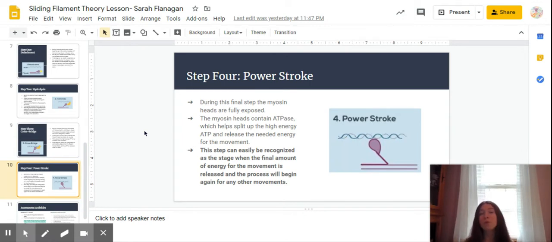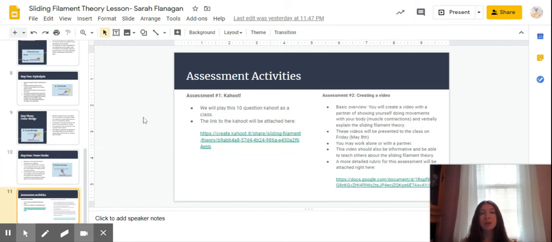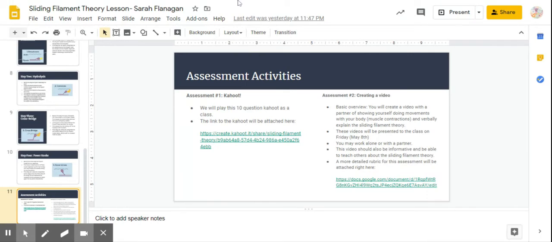So, those are the 4 basic steps of the sliding filament theory, and feel free to watch the video, or if you need to go back through these slides on your own, go ahead. But there's 2 assessment activities to check our understanding of this theory. Our assessment number 1 is we will play this 10-question Kahoot as a class, and the link to the Kahoot will be attached here.